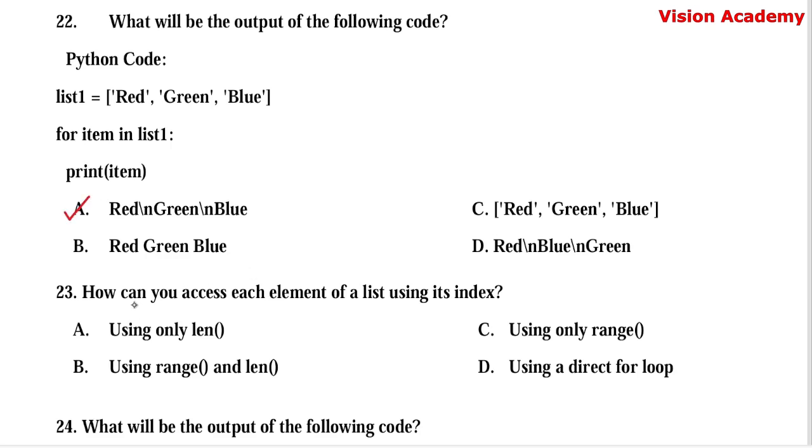Question number 23. How can you access each element of a list using its index? Option A, using only len. B, using range and len. C, using only range. D, using a direct for loop. Option B, using range and len, is the right answer.